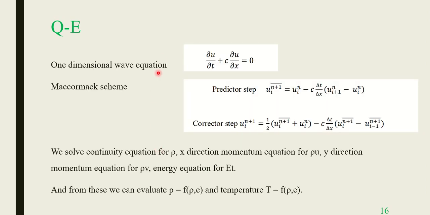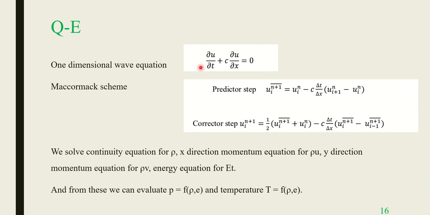So basically for the one dimensional wave equation, if we are considering dou u by dou t plus c dou u by dou x is equal to 0, when we are dealing with the McCormick scheme, we will be having a two-step solution, that is the predictor step and the corrector step, with a different scheme. If we are going with the backward scheme in the predictor, the forward scheme would be followed in the corrector step.